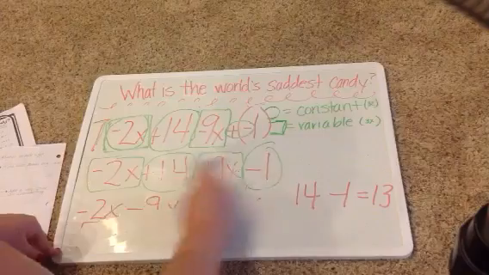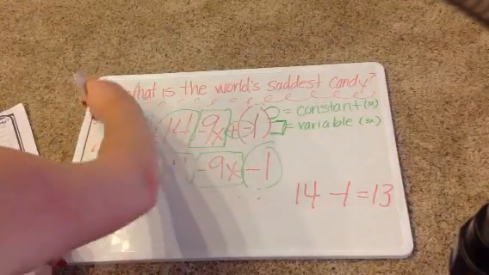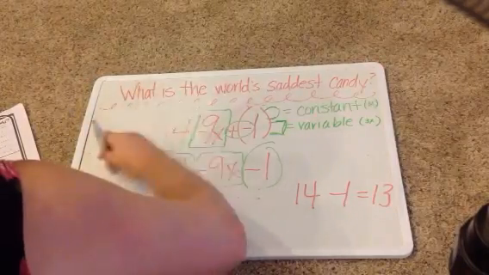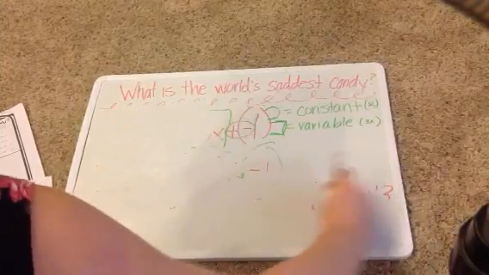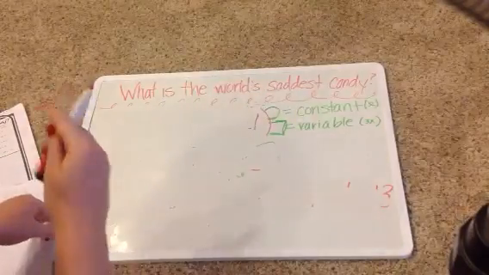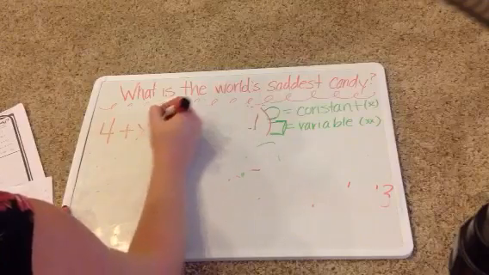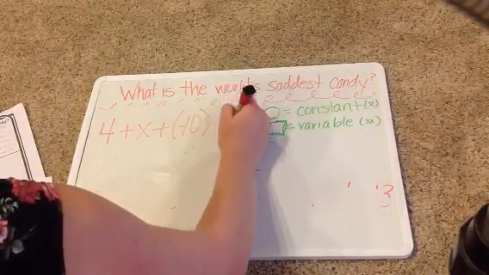Alright, let me see if I can erase this a little bit quicker. Our last number that I'm going to work through is number 10. So the last one on your page, the last assigned problem. So we're going to have 4 plus x plus a negative 10 minus 11x.